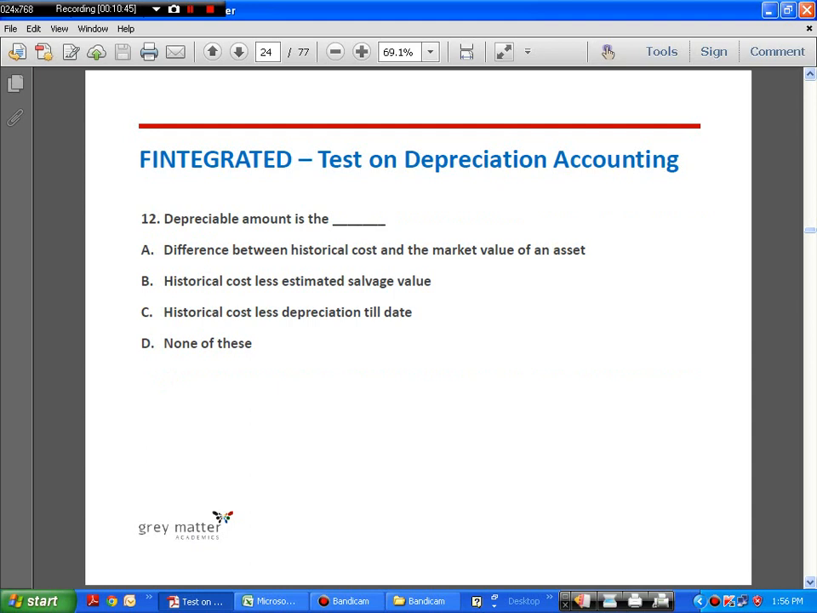Next, depreciable amount is the difference between the historical cost and the estimated salvage value. So historical cost is the cost that is incurred to acquire the asset, and at the time of acquisition of the asset itself, the business will have to estimate the salvage value that it will get when it scraps the machine at the end of its useful life. So this difference between the historical cost and the amount that you expect to realize at the end of its useful life is called the depreciable amount, and this is what is in fact getting depreciated over the useful life of the asset.